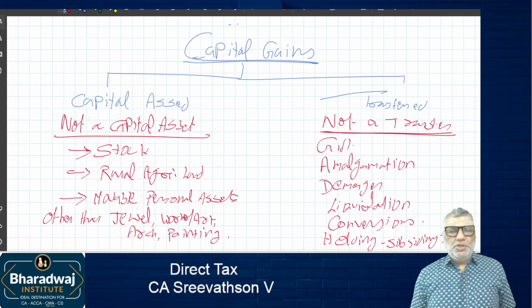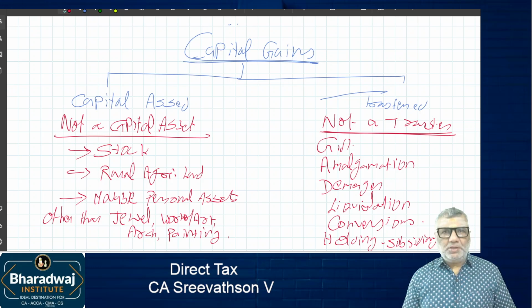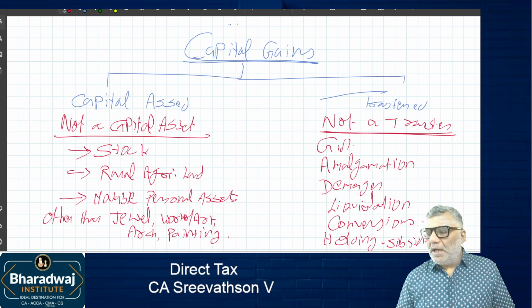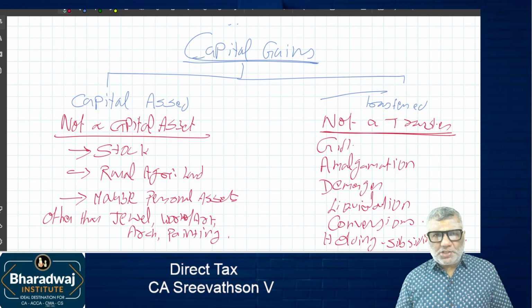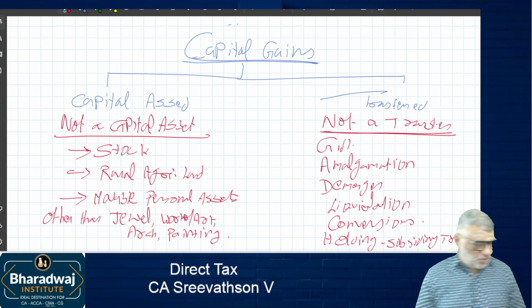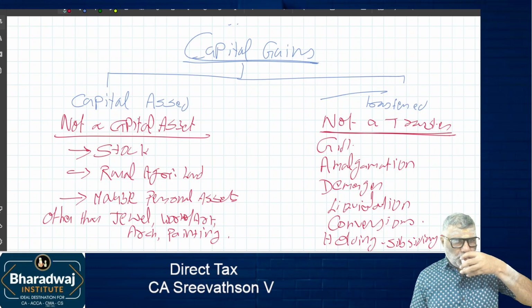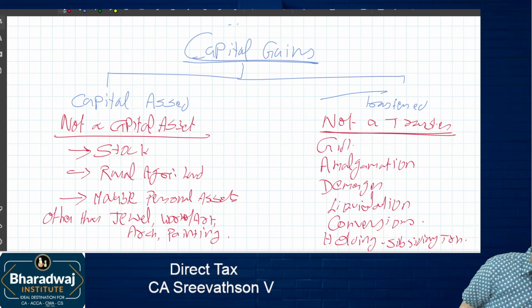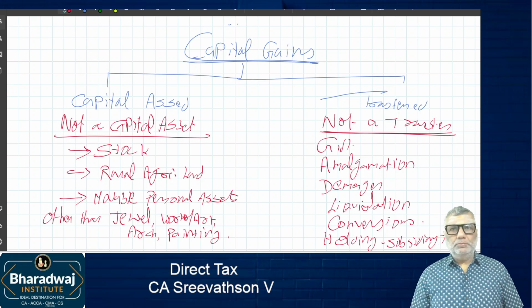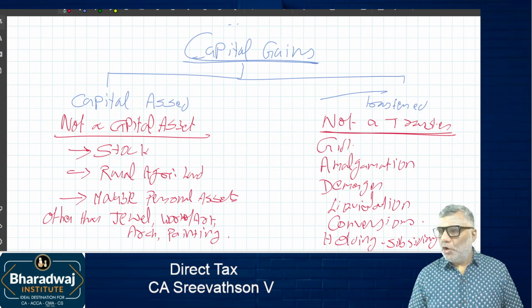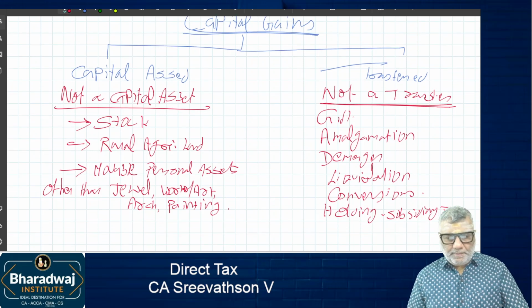These are not. So the front line of this chapter says capital gain income is taxable under the head capital gains if two conditions are fulfilled. It should be a capital asset. It should have been transferred. Capital assets are these things. Transfer are these things.